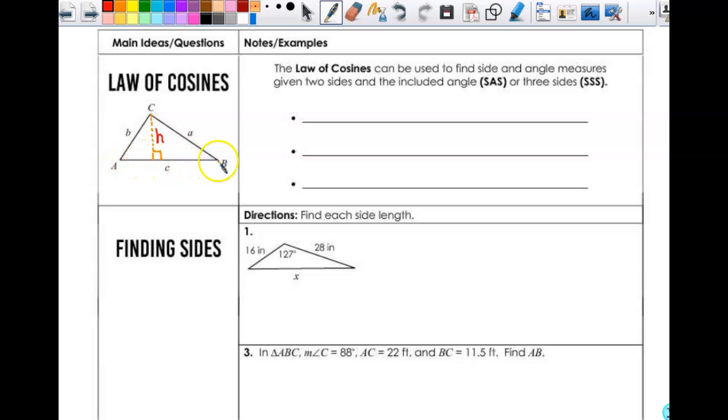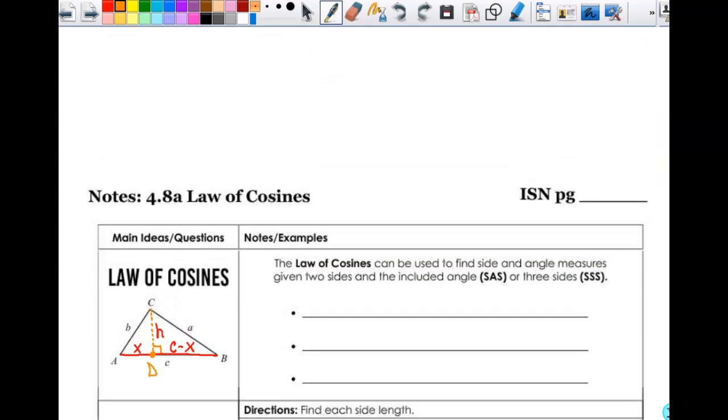So this whole side length is c, but I need to chop it into these two little pieces. If I call this piece x, then this piece right here is going to be c minus x. And then I'm also going to label my new point right here, point D. So that gives me two little right triangles now. I have triangle CDA and triangle CDB. So I'm going to use my two little right triangles and do some math that I know already.